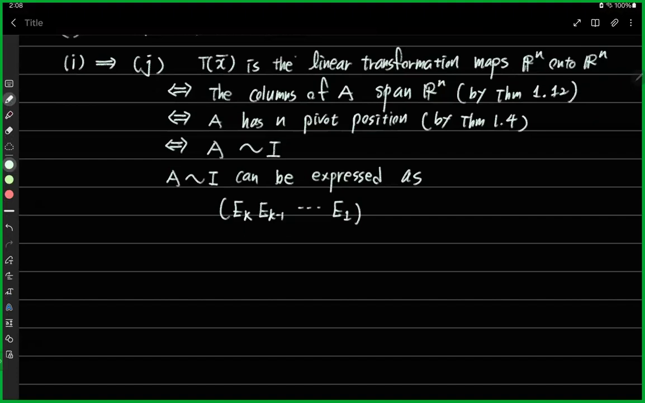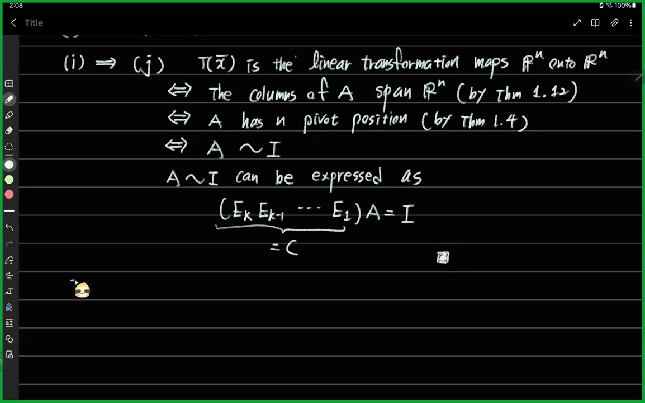So there exists a sequence of elementary matrices such that that times A is equal to I, right? So we set that this one is equal to C. Proof is done. C times A equals I. That's what statement J says, right? So what is J? This. Okay, so proof is done. That's the symbol for proof is done.